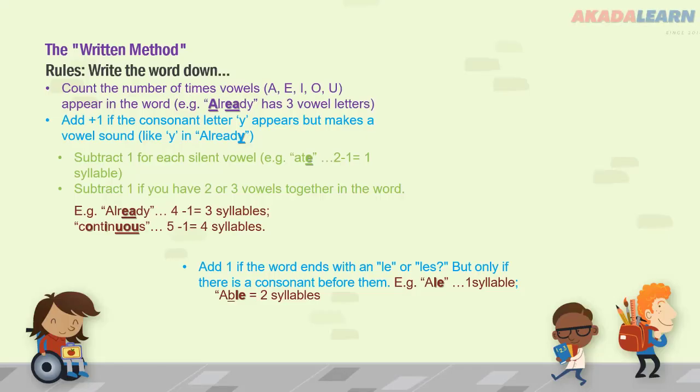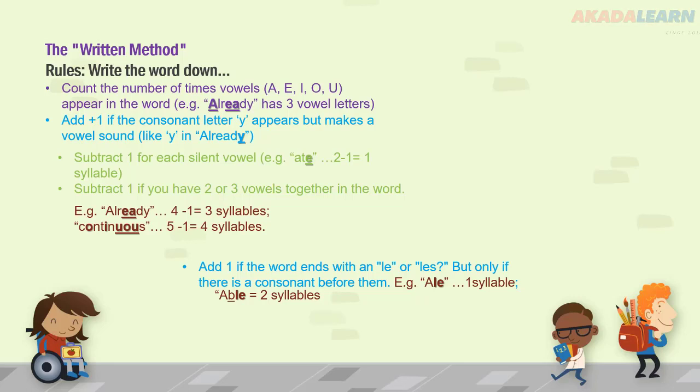You add 1 if there's a consonant letter Y, but it's making the sound of a vowel letter. For example, in the word already, the Y makes an E sound. The sound that the vowel letter I usually makes, that's the sound that the letter Y is making in this word. So to use this method, first of all the word has to be written down, or you have to know how to spell the word, and you also have to know how the word is pronounced or how the word sounds. So remember, we had the number 3 from counting the number of vowel letters, and then we added 1 because the letter Y makes a vowel sound.